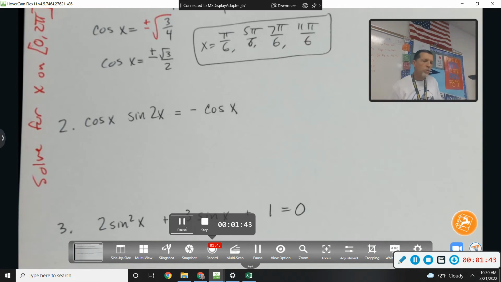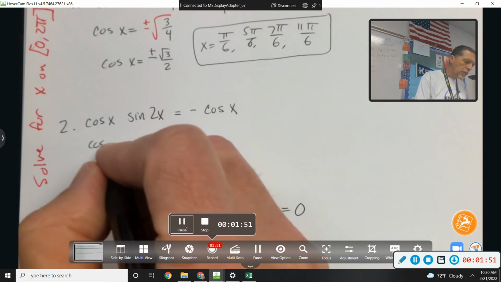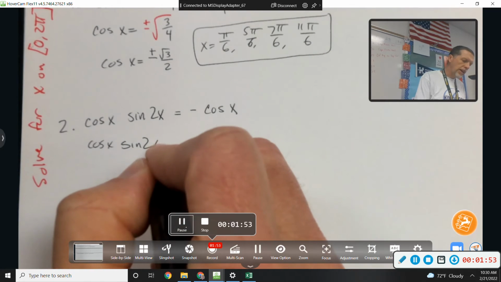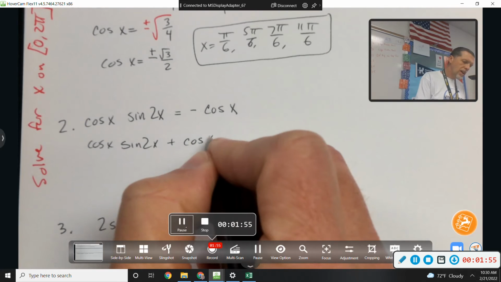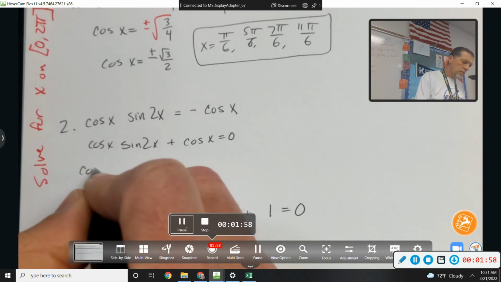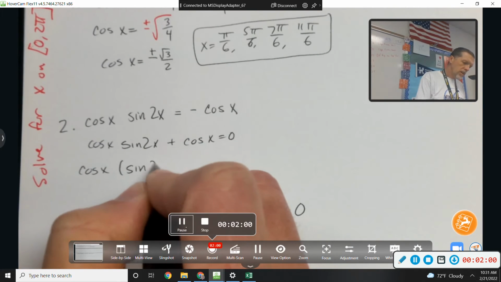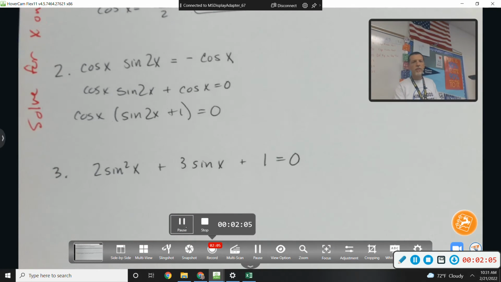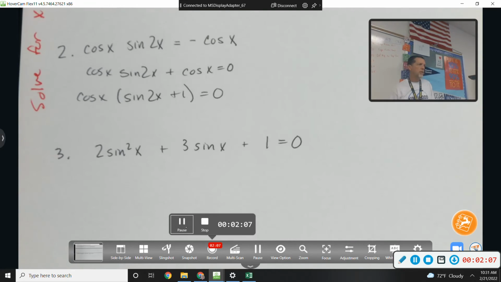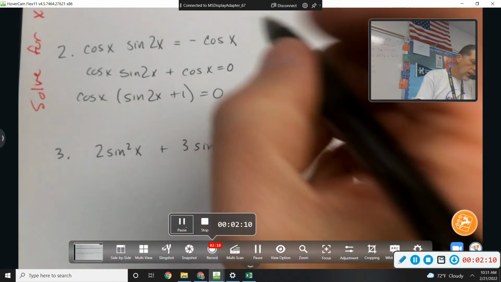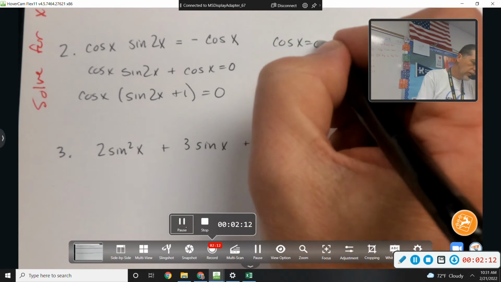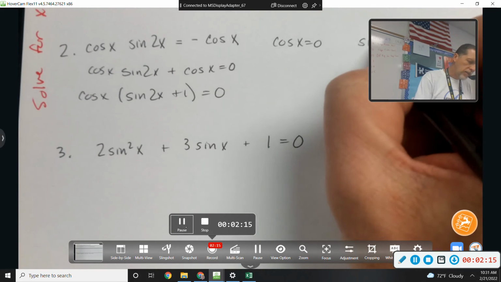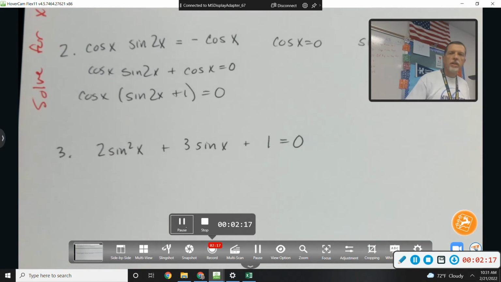Number 2. What do I need to do first on number 2? Move the cosine over, right? Don't divide by cosine. Move it over. A few of you moved it over and factored it out all at once, which is fine. Move it over. Factor it out. And then set each of the pieces equal to 0. So cosine of x equals 0, and sine of 2x equals -1.